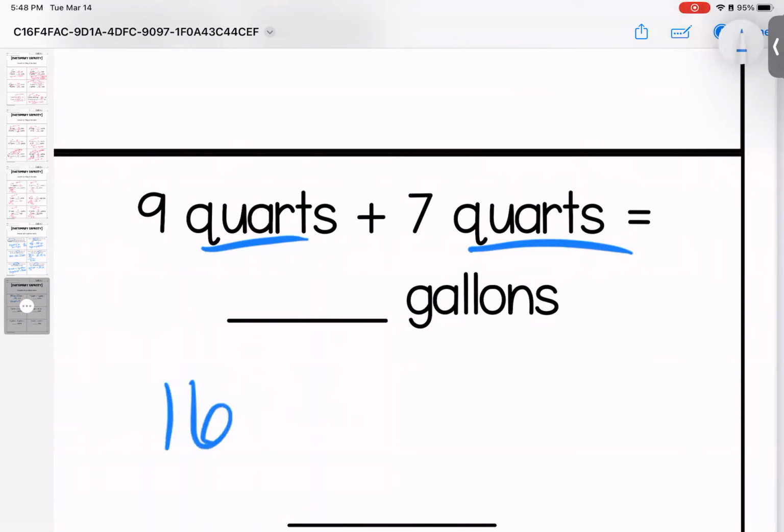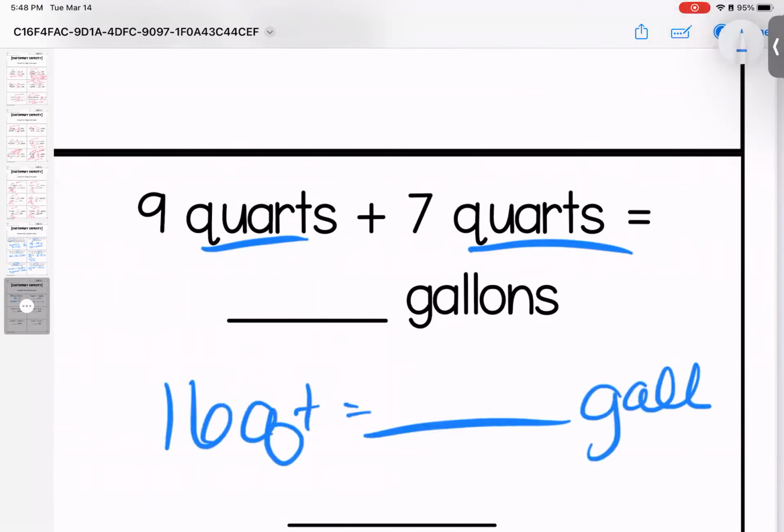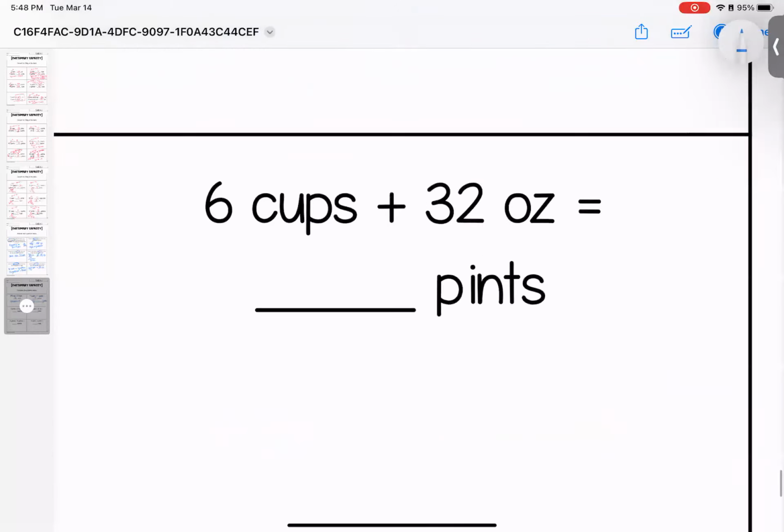All right, quarts and quarts, I can add them directly. 9 plus 7 is 16 quarts equals how many gallons? There are 4 quarts in each gallon, so I'm going to divide. 16 divided by 4 gives me 4 gallons.